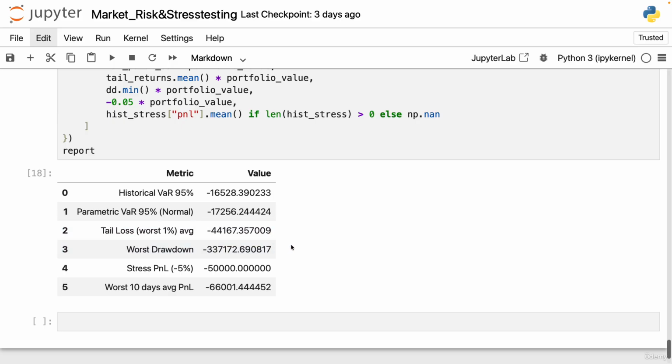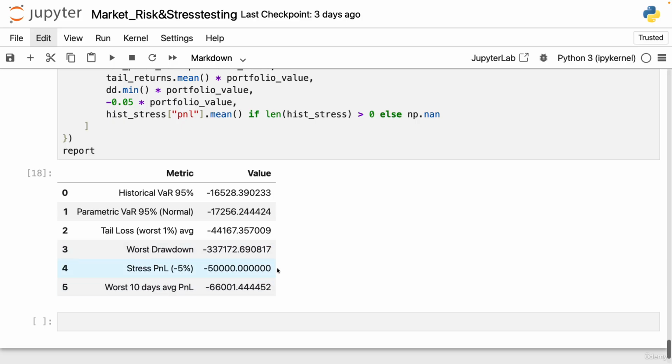The worst drawdown metric captures the largest peak to trough loss observed in the sample. In this case, the maximum drawdown is approximately minus 337,000. This is by far the largest number in the report, and that's not a coincidence. Drawdowns capture cumulative losses over time, which are often more damaging operationally and also psychologically than isolated daily shocks.